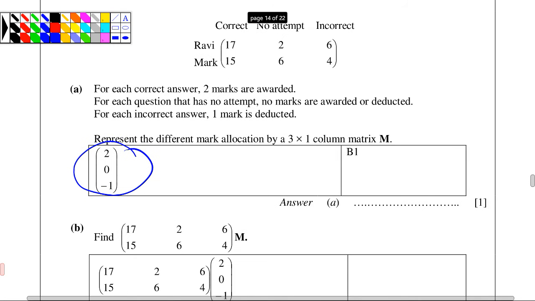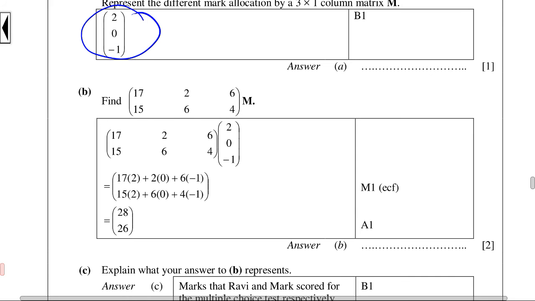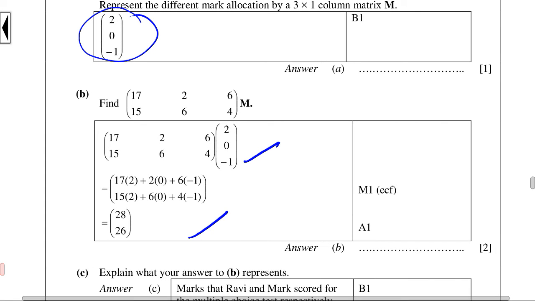2, 0, negative 1. Okay, so did you get that? Why? Oh, but you put 2, 0, 1. Okay, so deducted. You must know it's minus 1. Let me explain. If you put 1, the answer here is different, but you still get full mark. Error carried forward. If here you put 1, 2, 3, then you put 1, 2, 3 here, you still get full mark, provided you do correctly. So I don't show the second step. It's okay. So this is full mark. So this is B1.